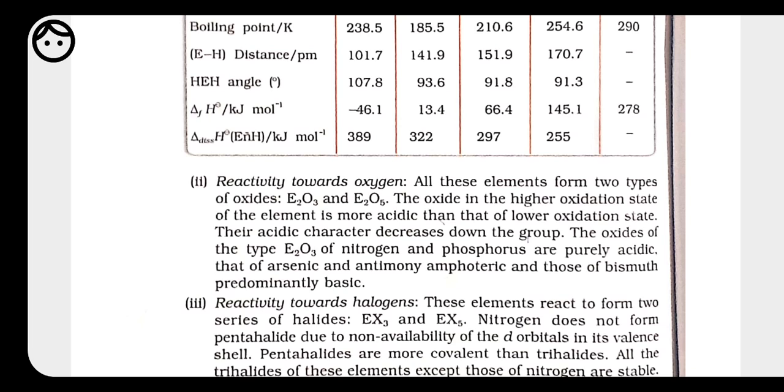Why does this happen? Because nitrogen does not have d orbitals, that's why it cannot expand its octet. Pentahalides are more covalent than trihalides, and all the trihalides of this group, except those of nitrogen, are stable. In the case of nitrogen, only NF3 is known to be stable. Trihalides except BiF3 are clearly covalent in character.